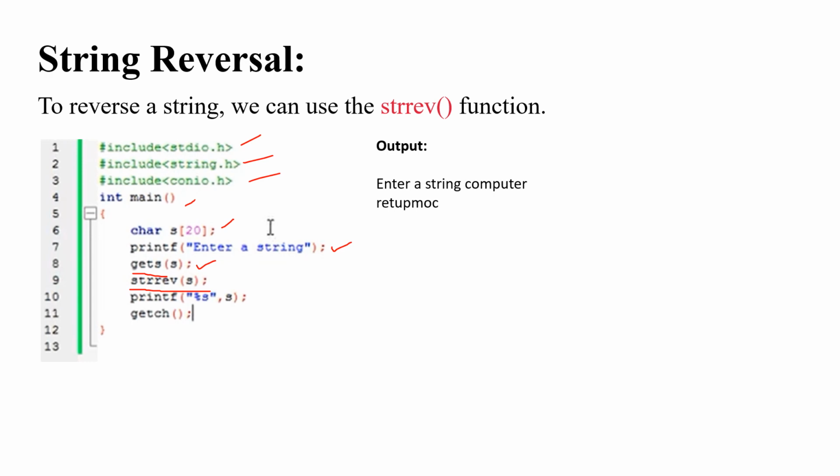Okay. For example, I am giving a string. The user is asked to enter a string. Okay. I am giving the string as computer. Okay. And after this function strrev, it is reversed. The computer is reversed and it is displayed. So this is a simple program for string reversal.